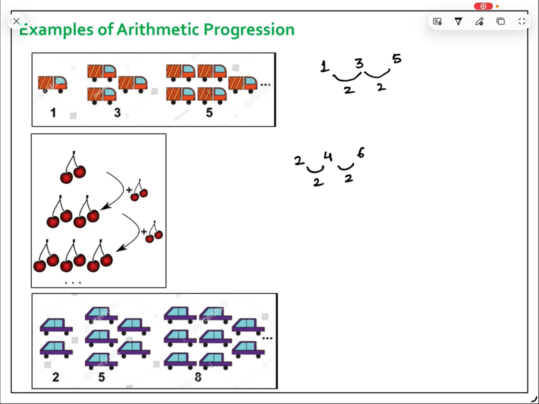This is another example with trucks: 2 trucks, 5 trucks, 8 trucks. So again, in this case the common difference is 3. So in the first case the D was 2, the second case the D was 2, and in the third case the D is 3. And what happened with the value of A1? A1 was 1 in this case, A1 was equal to 2 in this case, and A1 was equal to 2 in the last case as well. So these are some very simple examples of arithmetic progression, just to get you a visual cue of what we are talking about.